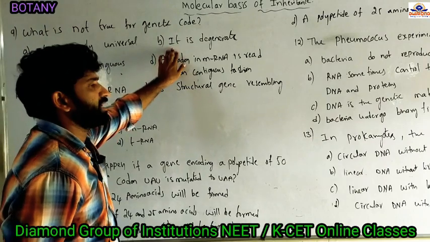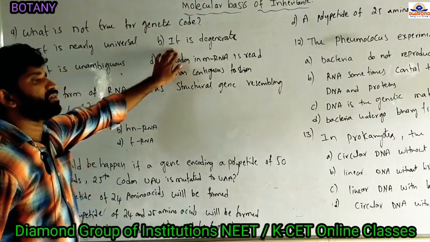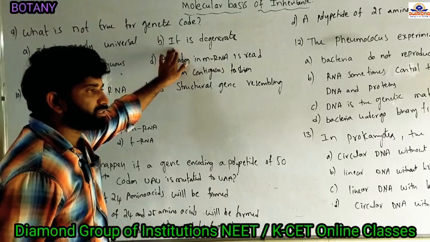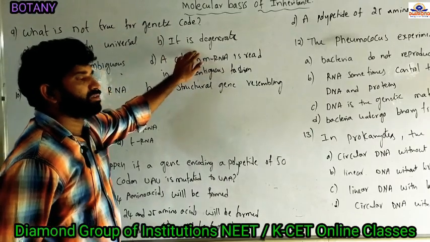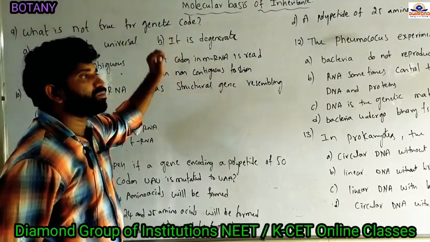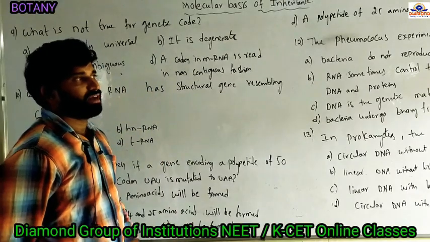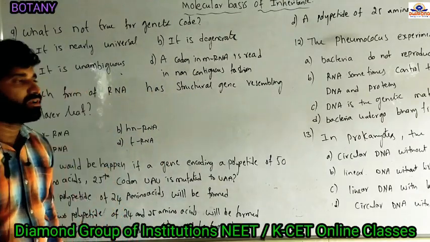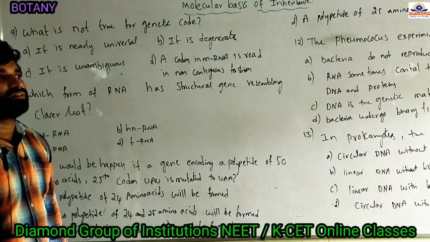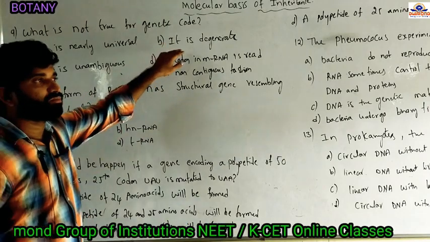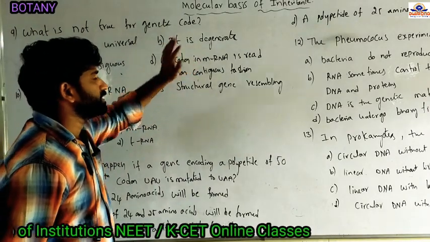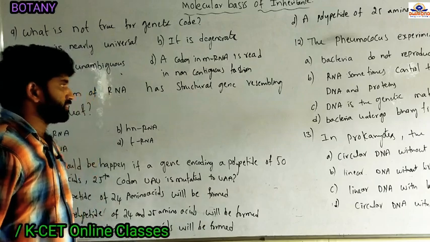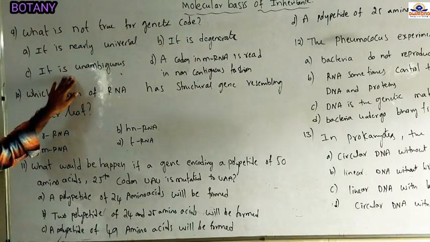So why is it called degenerate? One amino acid can be coded by more than one codon. That property, where one amino acid can be coded by more than one codon, is called degenerate. So genetic code is degenerate.